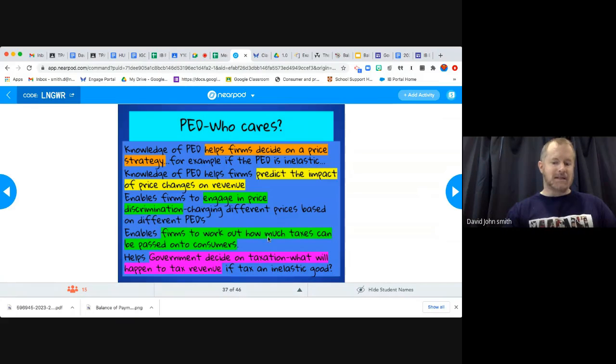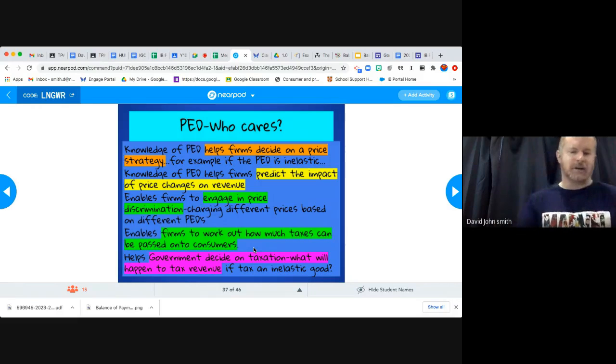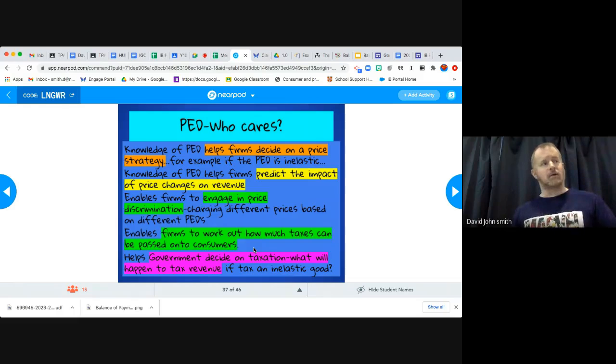It enables businesses to work out how much of their taxes they're going to be able to pass on to the consumer. So the government charges the business a tax, and that causes their price to rise. But if demand is more inelastic, there's less quantity change, so they're more likely to be able to pass that tax cost on to you, the consumer. If it's more elastic, when the price goes up because of the tax, consumers are going to leave. So they're going to have to cover a lot more of that tax. That's a challenging one, that one.